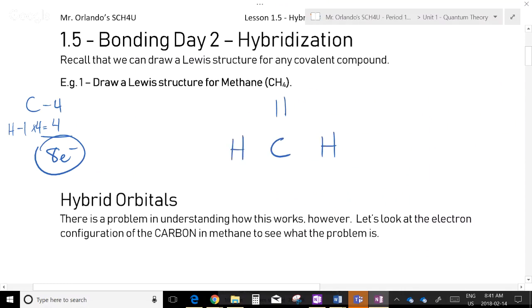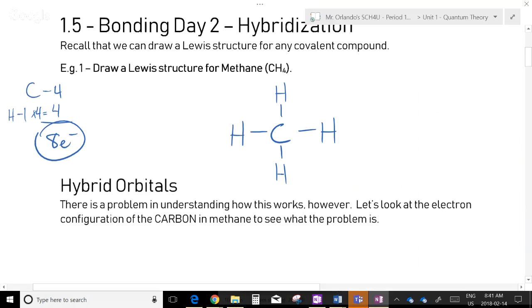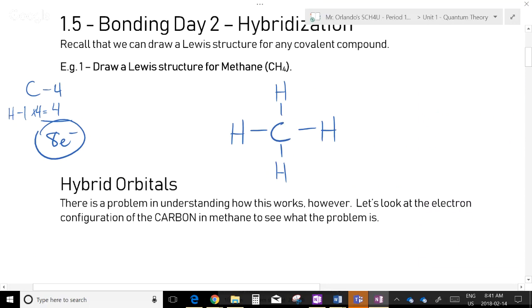And then what do we do next? We make bonds. And then we pause and stop to do what? Count electrons. And in this case, we picked a nice easy one. What do we find? 2, 4, 6, 8. We need 8. That's the structure. Nice question. You hope to get a question like that on the test. So there we go. That's the Lewis structure for methane.